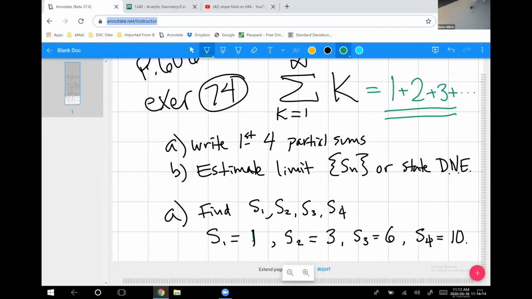Okay, so then it says for part B to try to estimate the limit or state that the limit doesn't exist. And so for S sub n, that would be basically like saying if we keep adding these up and you went off toward infinity, would you settle in toward a value or would you not? If you settle in toward a value, that would be a limiting value. Or if it doesn't settle on a value, then it doesn't exist. So what do we think is the case here?